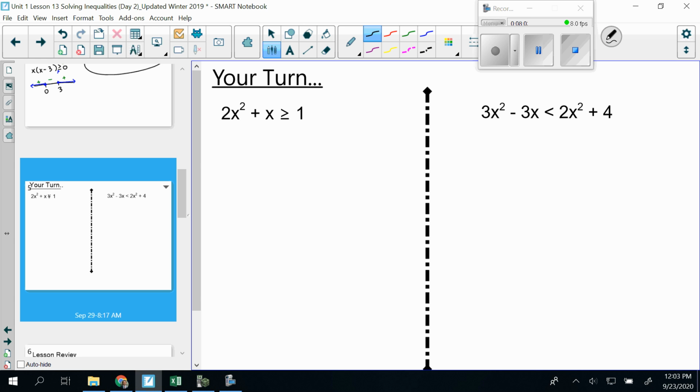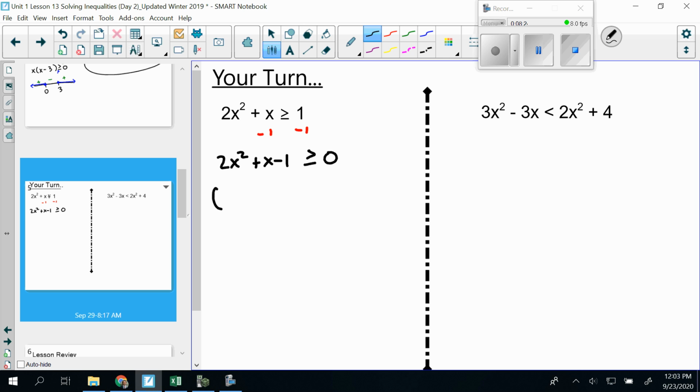Okay, next one here. Again, we see it's not equal to 0. So first thing we've got to do is get that equal to 0. Let's subtract a 1 over. There's no like term to that, so it'll end up being 2x squared plus x minus 1 greater than or equal to 0. Now, next step, factor.